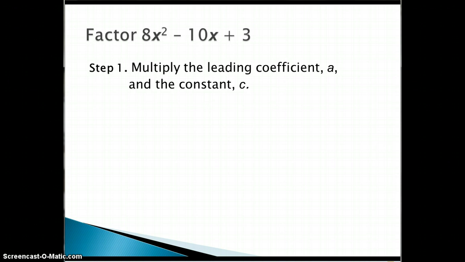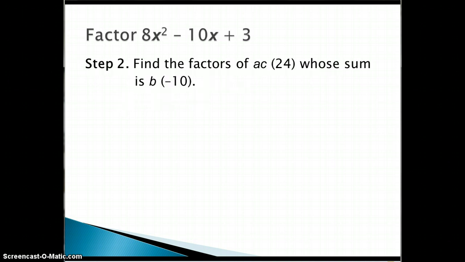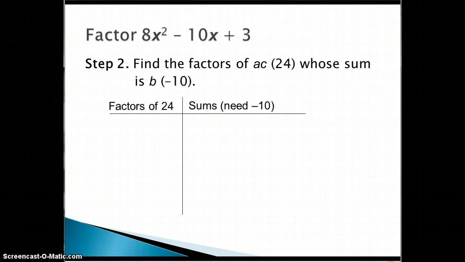So our first step, remember, is to multiply the a times the c. For this one, the a is 8 and the c is 3. Multiply those together, we get 24 as our product AC. So then we need to list factors of that product. We're looking for two numbers that multiply to give us 24 and add to give us negative 10.